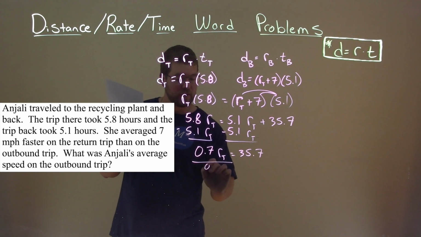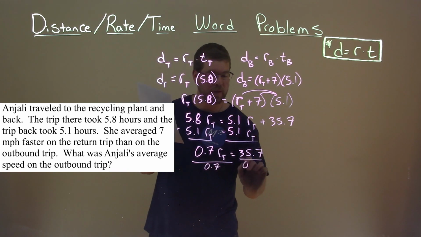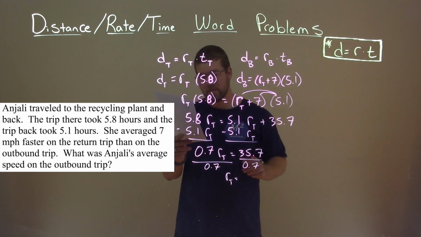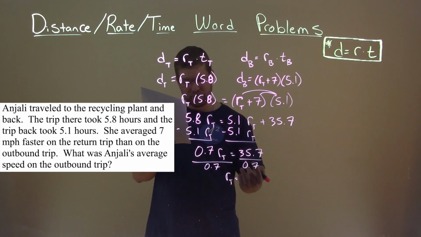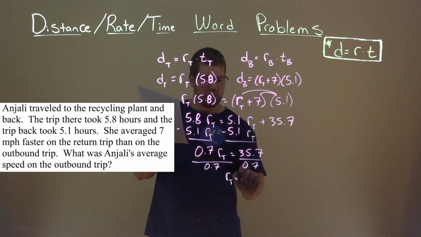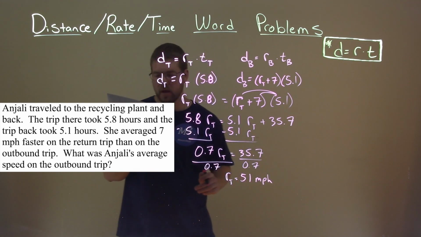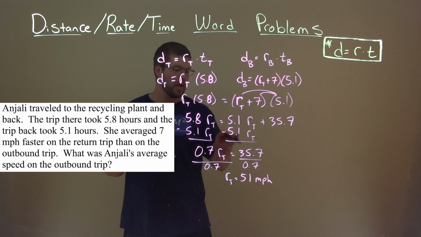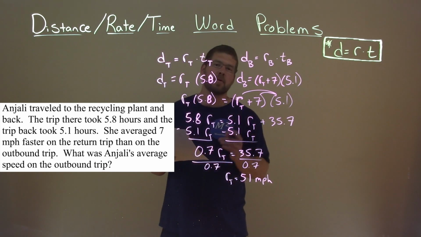Divide both sides by 0.7, and what do we have? Well, r sub t is equal to 35.7 divided by 0.7. It's 51, and our units are miles per hour. And so Anjali's average speed on the outbound trip going there was 51 miles per hour.